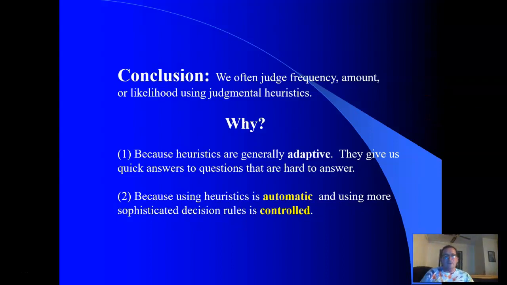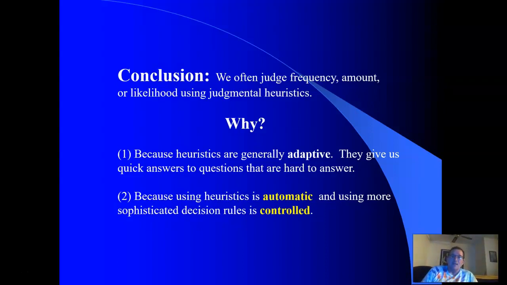Hello and welcome to part two of the General Psychology lecture on Judgmental Heuristics. I'm picking up where I left off in part one. In part one, as you recall, I introduced you to three very commonly used judgmental heuristics: the availability heuristic, the representativeness heuristic, and the numerosity heuristic. And then I briefly answered at the end of that lecture why we use them.